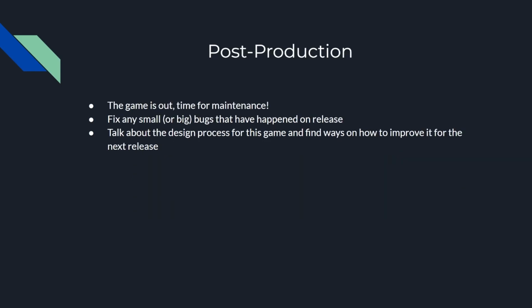The final stage in the design process is the post-production stage. This is where your game is out, and now it is time for maintenance. You look at your game and fix any bugs that are big or small upon release, as well as listen to feedback from people based on their reviews of the game and how to improve the overall experience for a lot of players. Also, this is the time where you will sit down with your team and talk about the design process and how to improve it for next time.